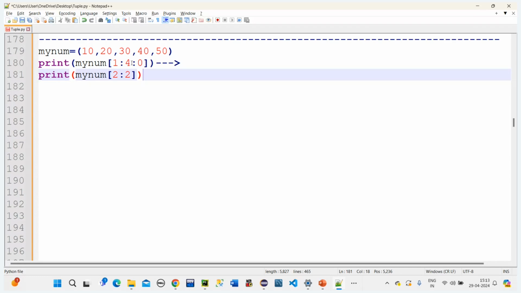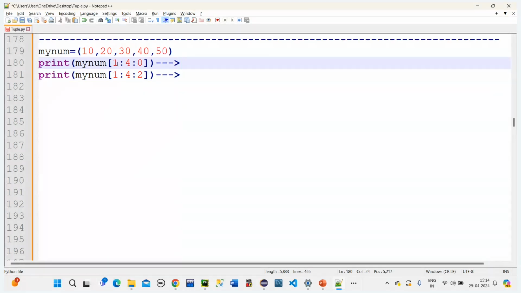I can print. 1, 4, colon 2. Try the output for this. Yes, guys, can anyone?